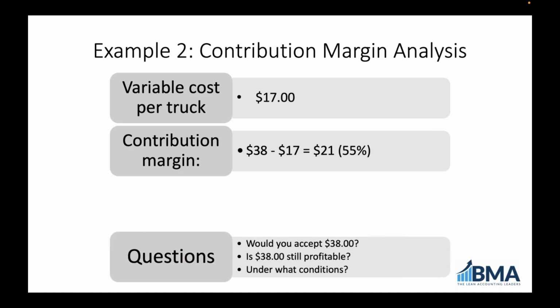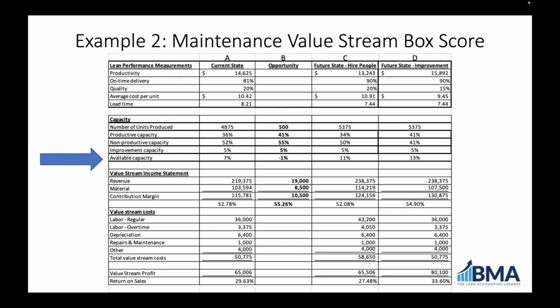All right, so it's a little simpler than standard costing, but it still begs the question: how much money, or would we accept this order? That's where you have to look at the box score. So here we have a current state box score, and in column B is the opportunity. That's the 500 trucks at $38 a truck. This is how much contribution margin will be made.